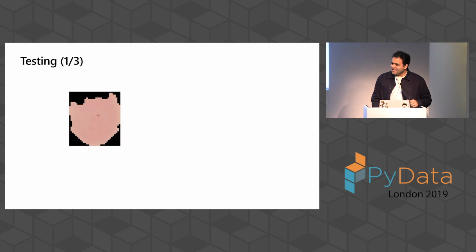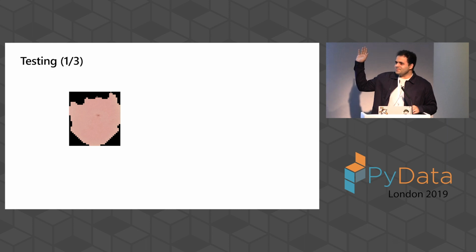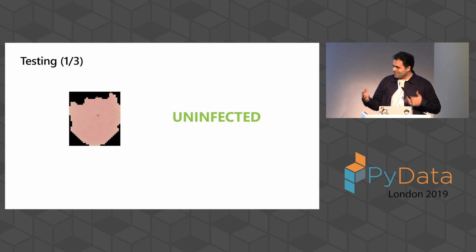First test, who here thinks this is an uninfected cell? Okay, a few of you. The rest of you, I'm guessing, are on the infected camp. Okay, and a few of you unsure. So it looks like the uninfected camp, you're right. The rest of you, you need to tune your models a bit before we go to the next test.